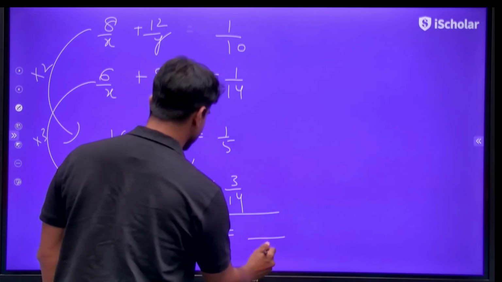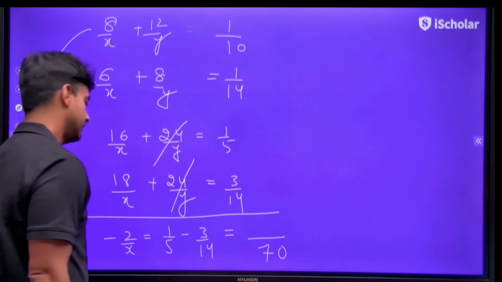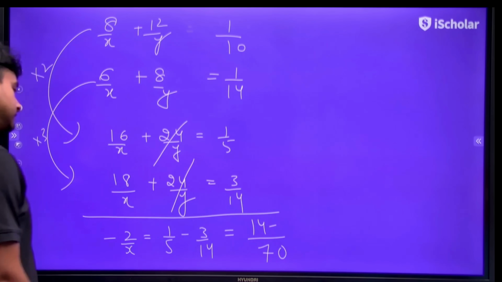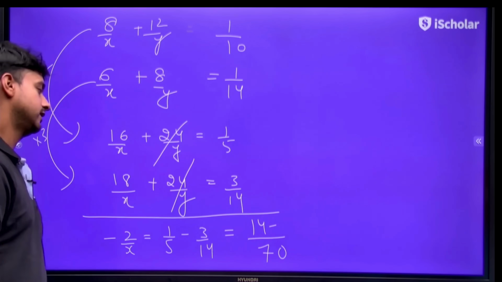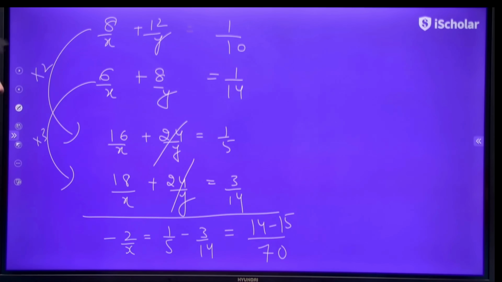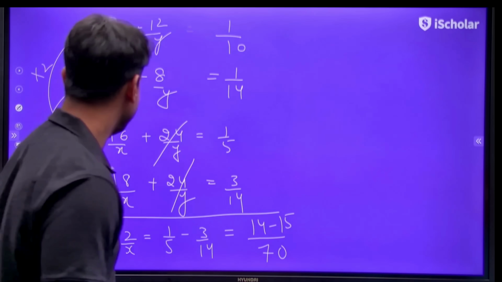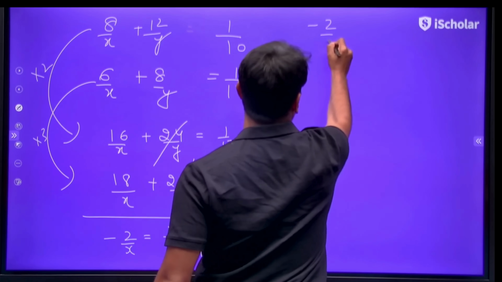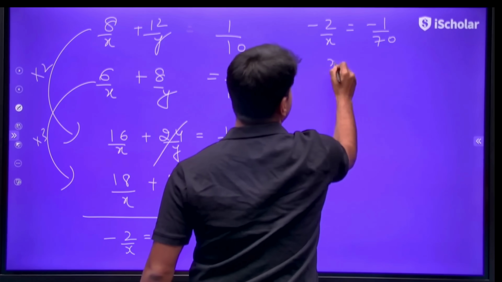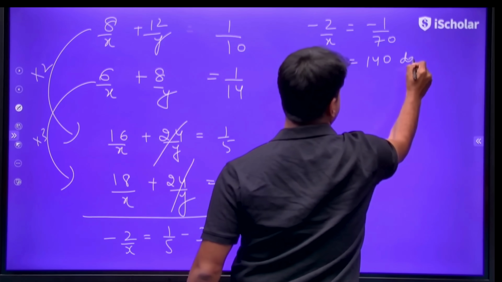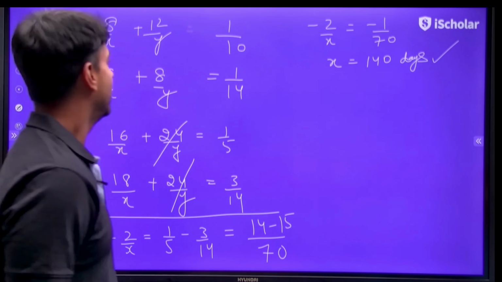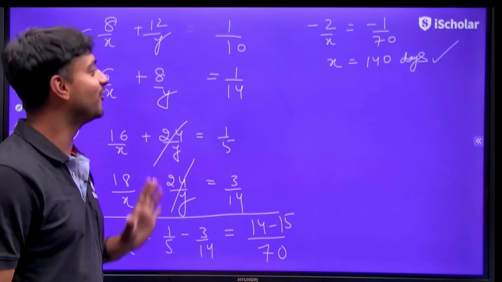Now we can take the LCM. So my LCM would be 70 and this would be 14 minus 15 by 70. So I will get minus 2 over x equal to minus 1 by 70. So x will be equal to 140 days. So that means one man can finish the whole work in 140 days.